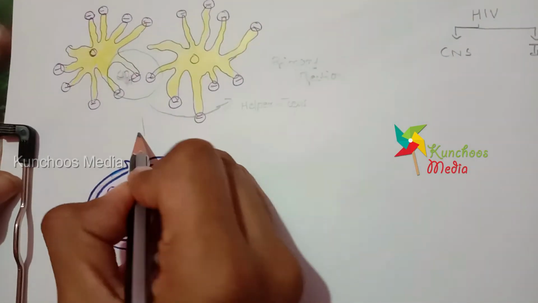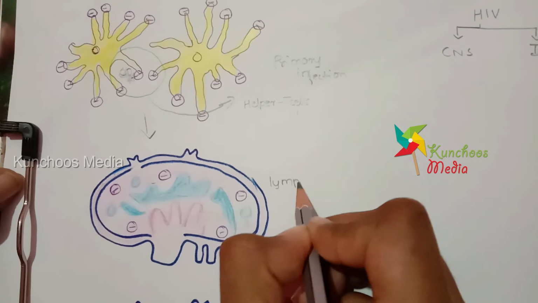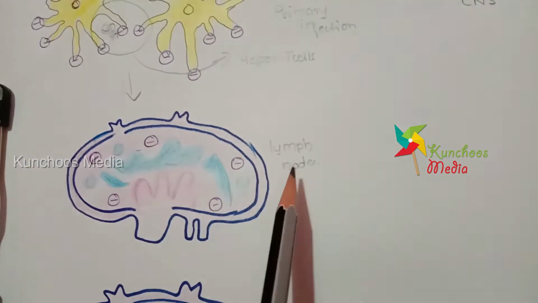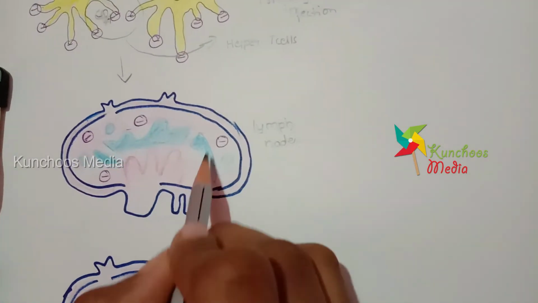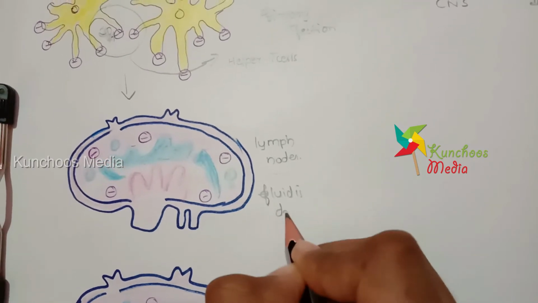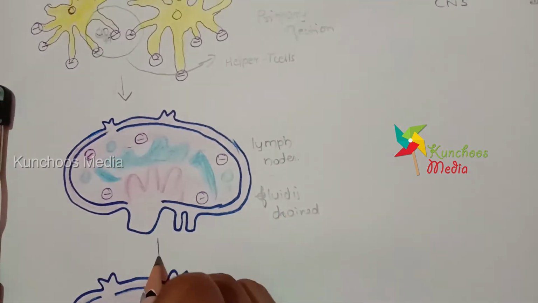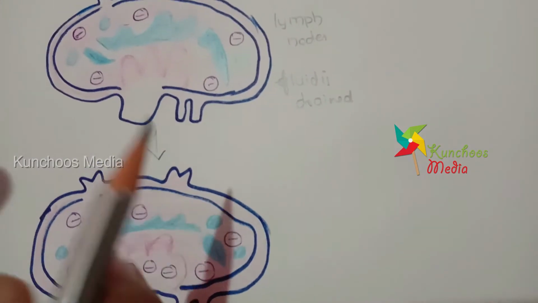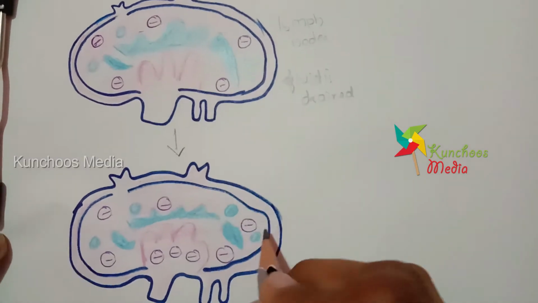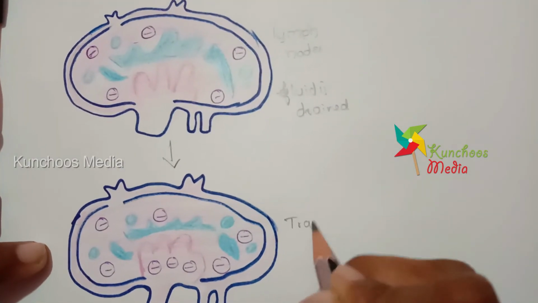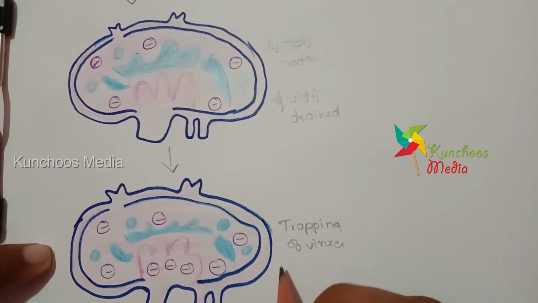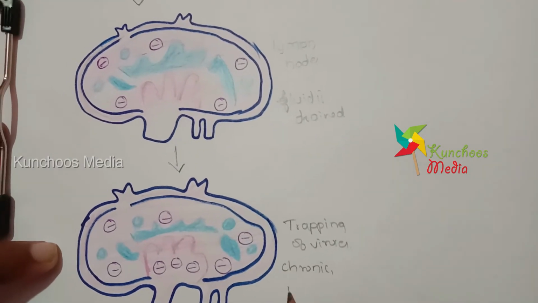The infection proceeds and it reaches the lymph nodes. In the lymph nodes, it affects almost all the lymphoid tissues, primarily the lymph nodes. In lymph nodes, all the lymphatic fluid is drained, and this makes it easy for the virus to accumulate in the lymphatic organs. So here the trapping of viruses takes place, and since the viruses are trapped here, it leads to a chronic and persistent infection.